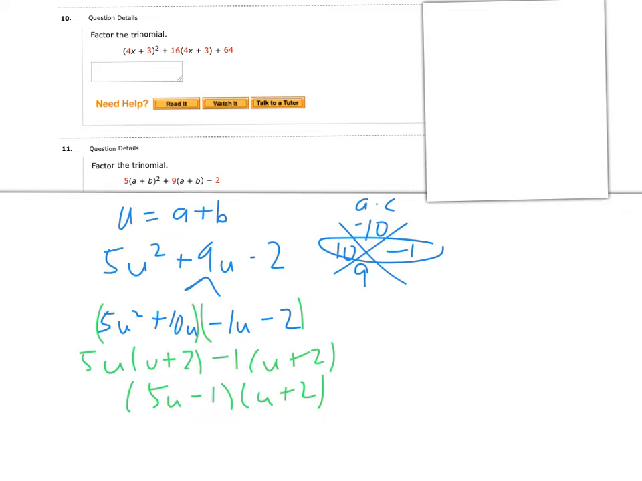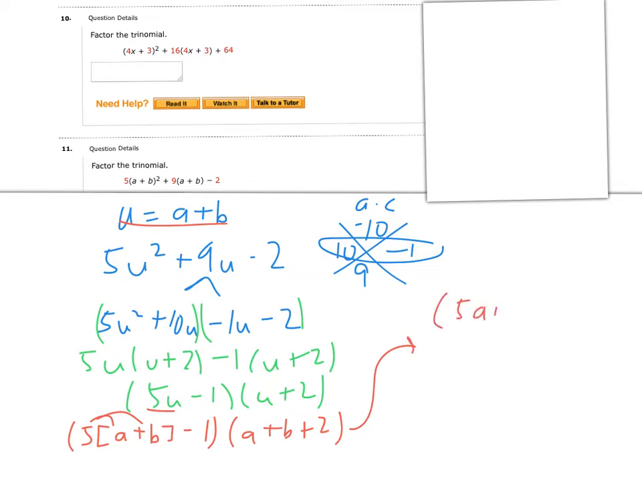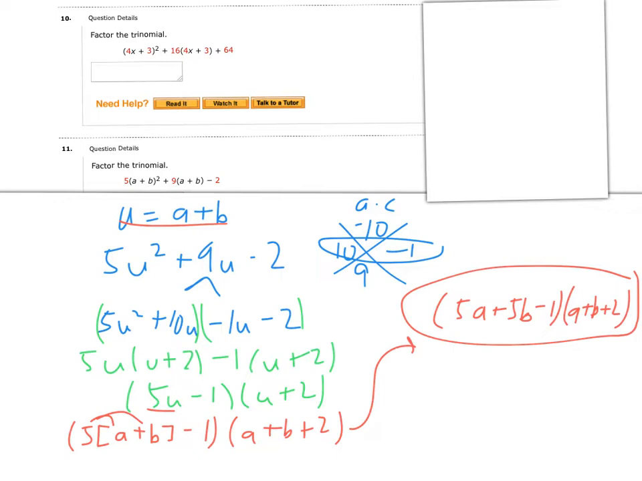All right, so now I need to reinsert the a plus b back in from the start here. The only trick here is because this 5 is multiplying by u, I have to plug it in brackets. So I'm going to do bracket a plus b minus 1. On this one, that's not important because there's nothing multiplying in front of u, so I'm not going to worry about it. So this one still requires some simplification. I'll go ahead and distribute that and write my final answer here as 5a plus 5b minus 1 times a plus b plus 2. So there you go. There's no like terms to combine, so I'm just going to leave it like that.